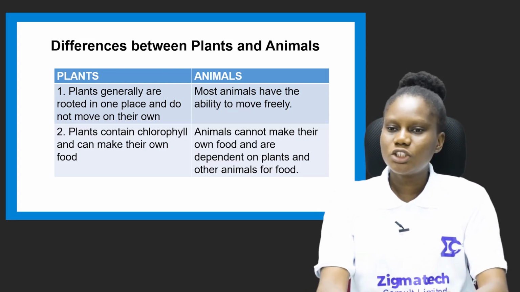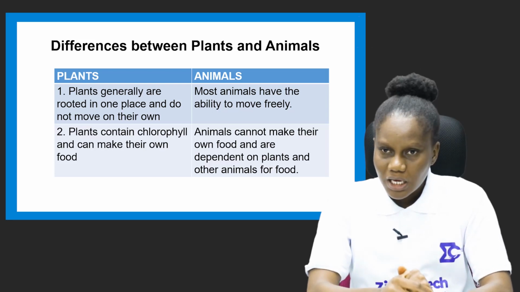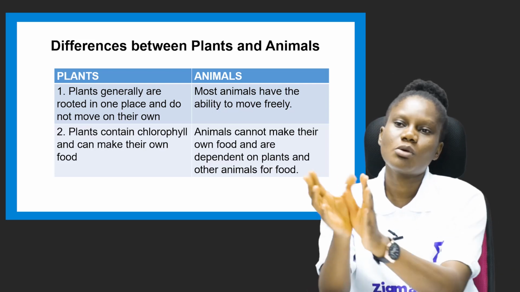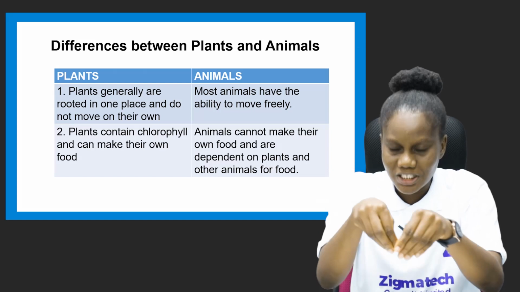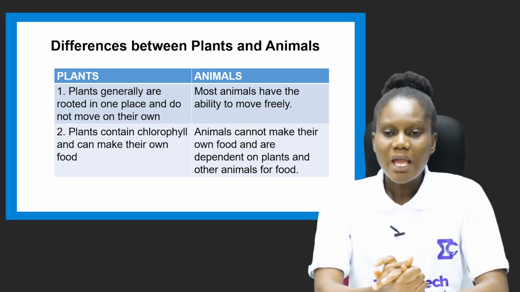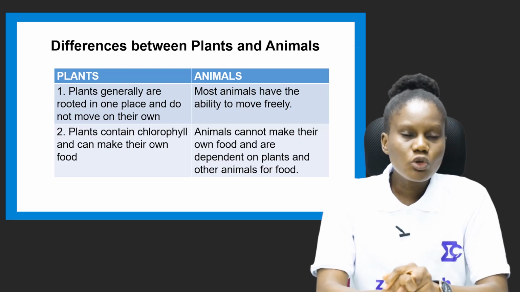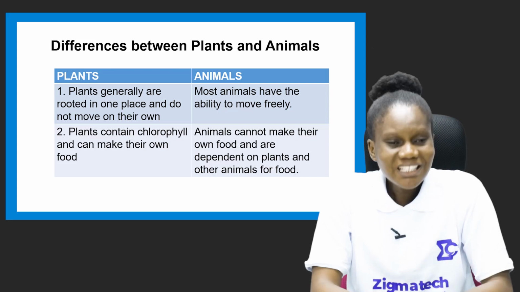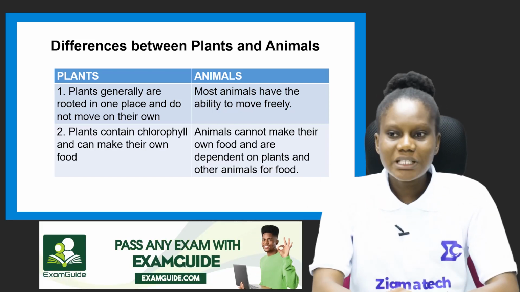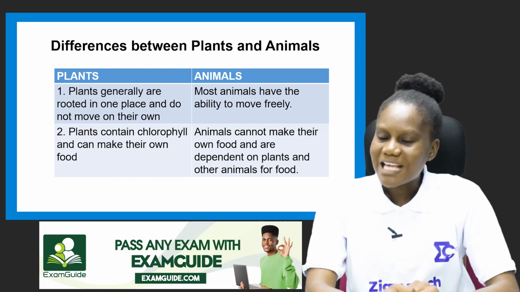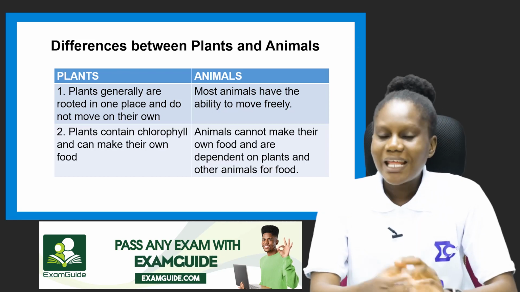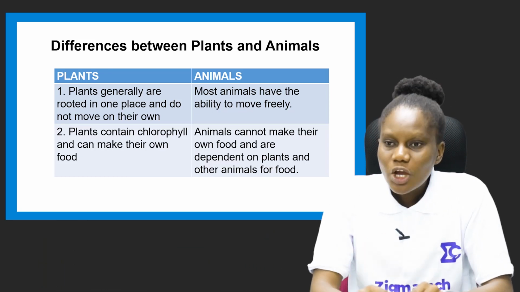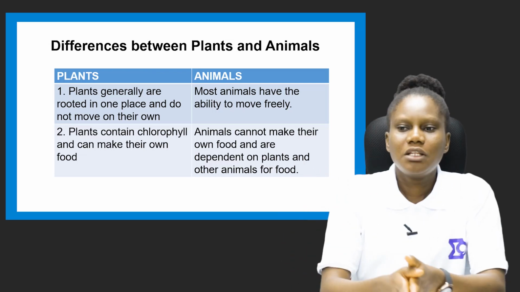Number 2, plants contain chlorophyll and make their own food. You don't need to source food from somewhere else. They produce their own food by themselves, and they contain chlorophyll. But animals do not contain chlorophyll. Animals do not have chlorophyll, and they cannot make their own food. They are dependent on plants or on other animals for food. Unlike plants, which contain chlorophyll and can make their own food, animals cannot. So they are dependent on plants and other animals.